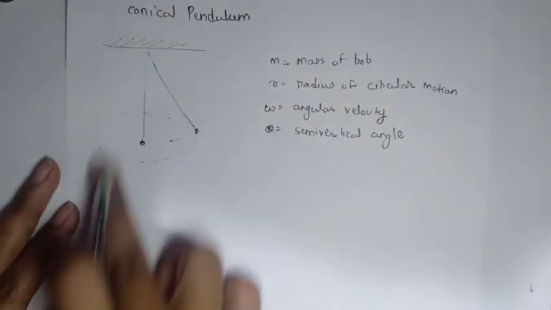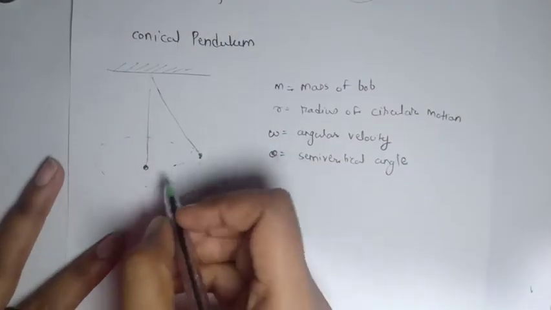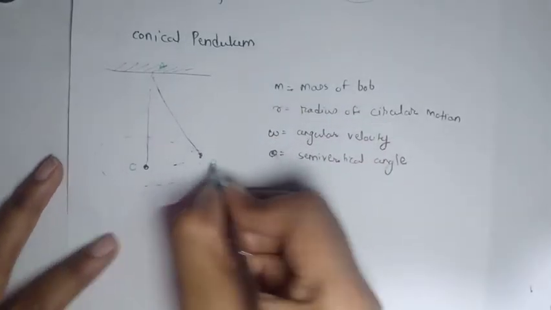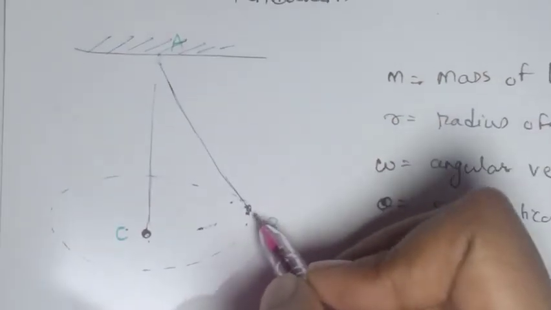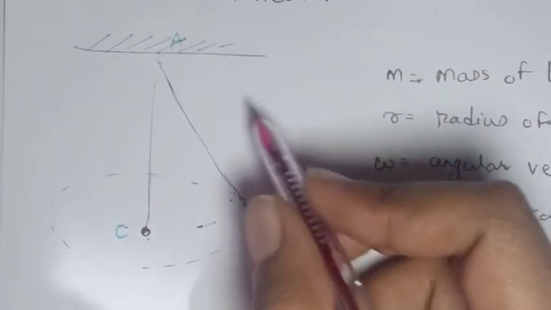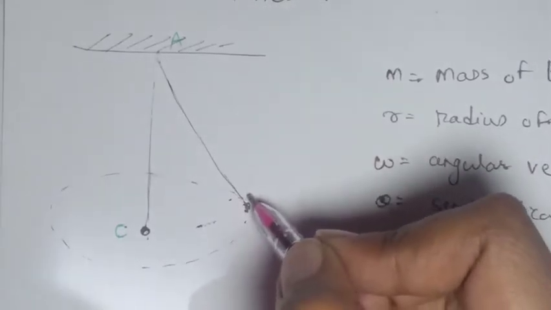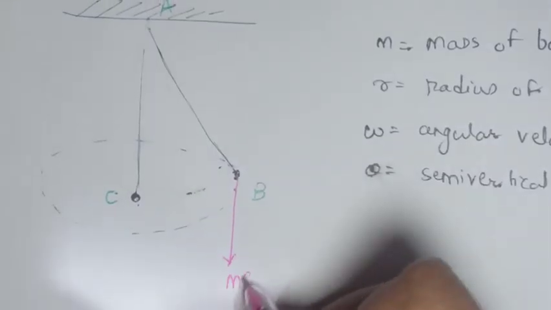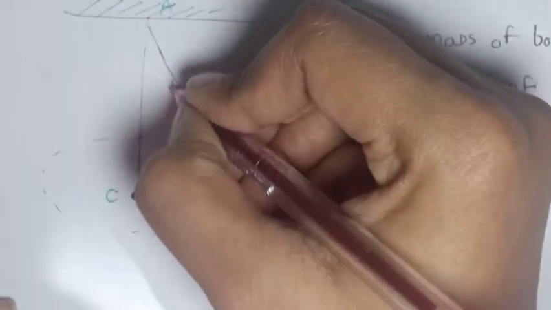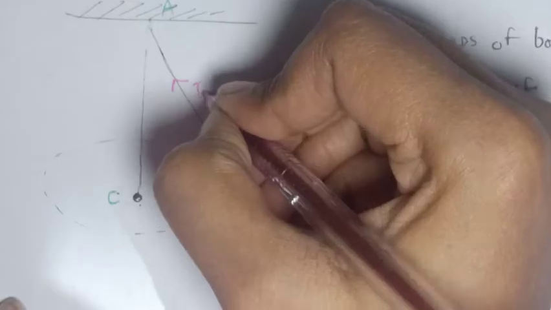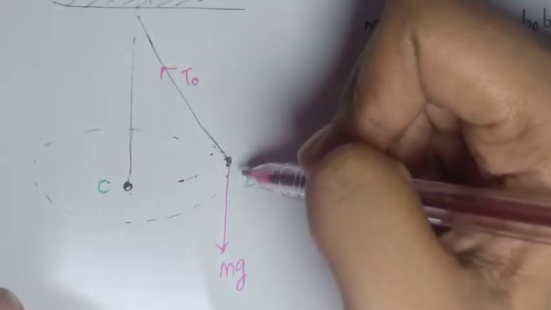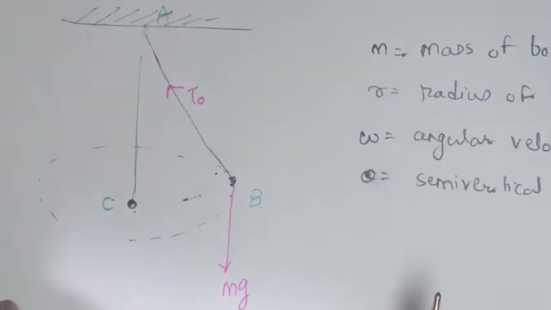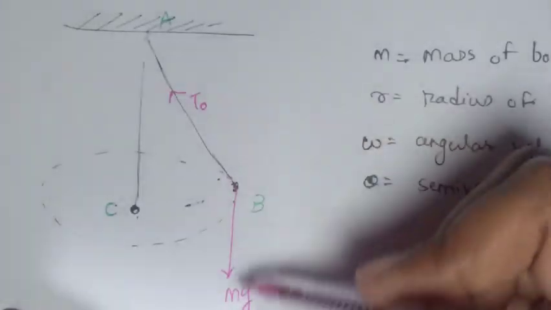So let's label this structure. Suppose this point is C, the support point is A, and this point is B. In the given position B, we are going to find all the forces acting on this object. First of all, the weight mg of the bob is acting vertically downward. Tension T naught in the string is directed along the string toward the point A. So these are the forces acting on the bob.